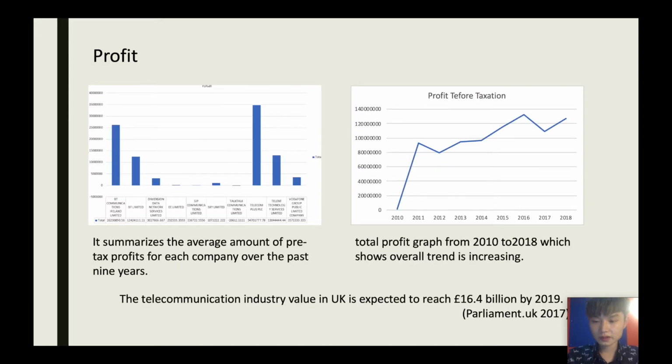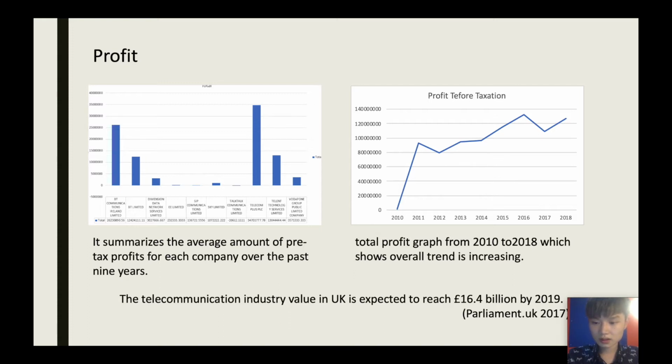Let's look at the profit. The profit is the most important figure in investment, I think. The first graph summarizes the average amount of pre-tax profit for each company over the past 9 years. Dimension's pre-tax profit among large companies is the minimum at £3.03 million, even less than the profit of Vodafone in the small companies group at £3.57 million. Sky's average pre-tax profit for 9 years is negative, which means a performance loss.